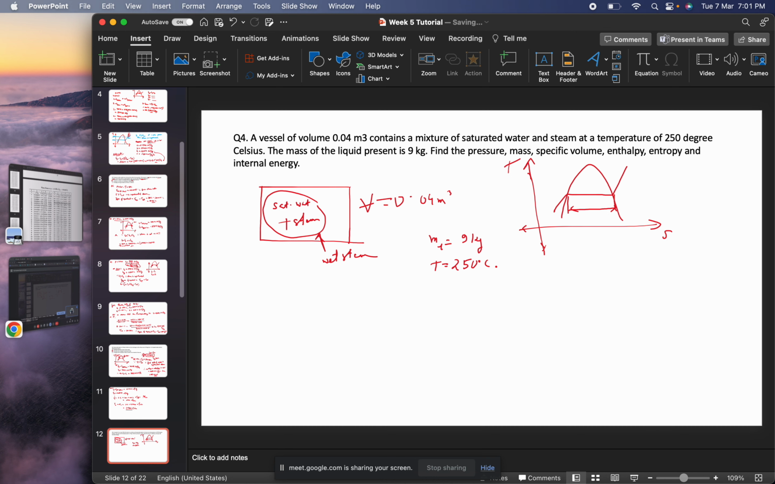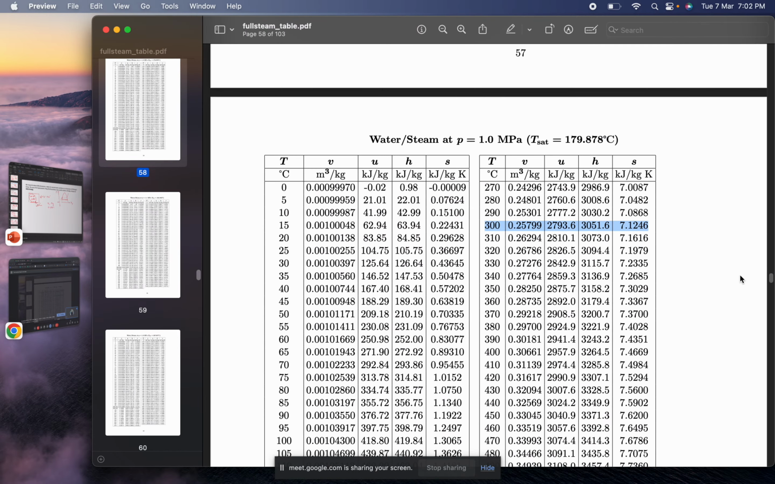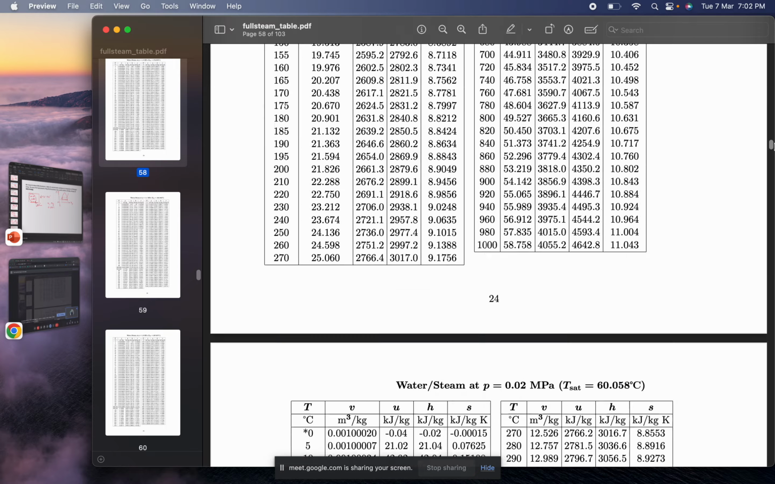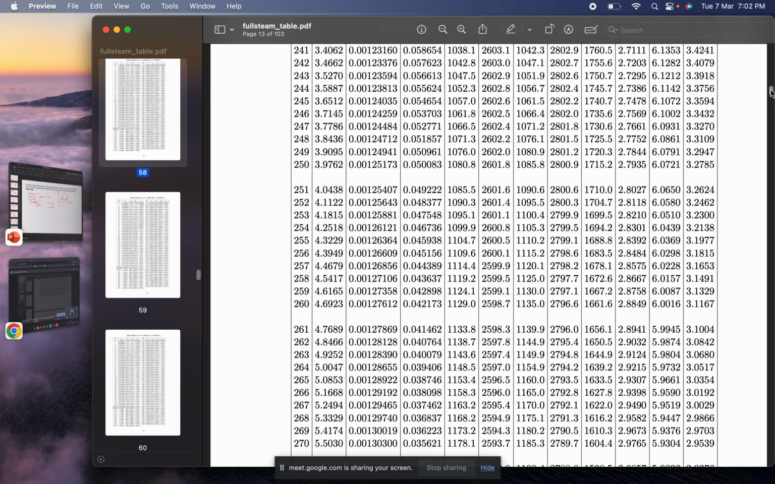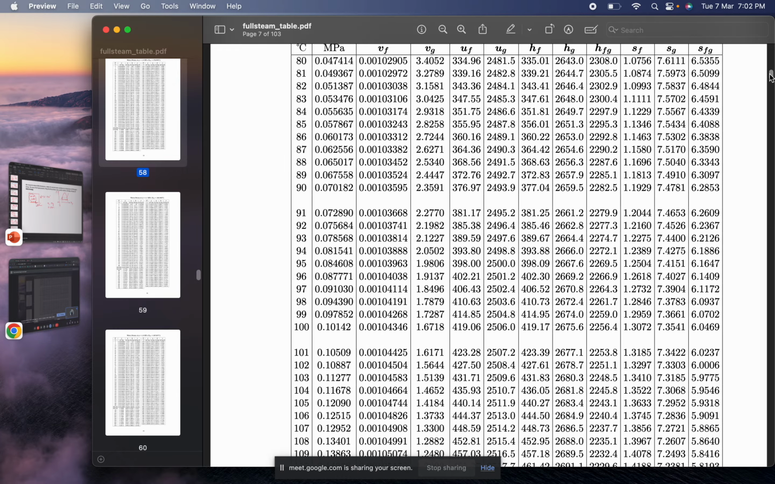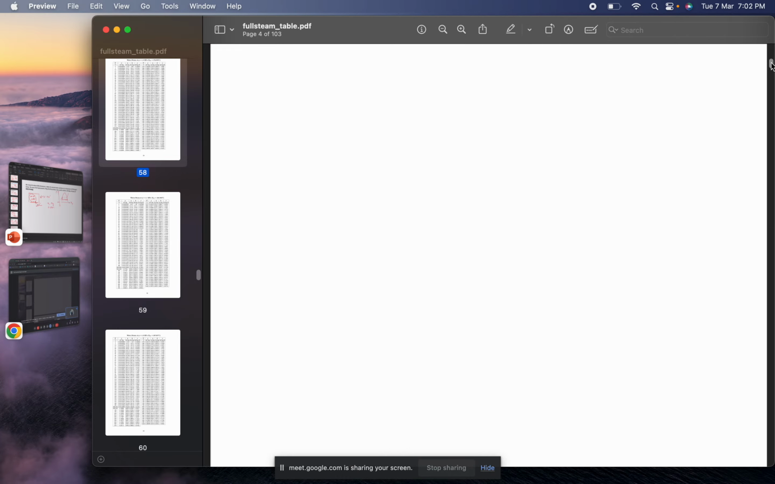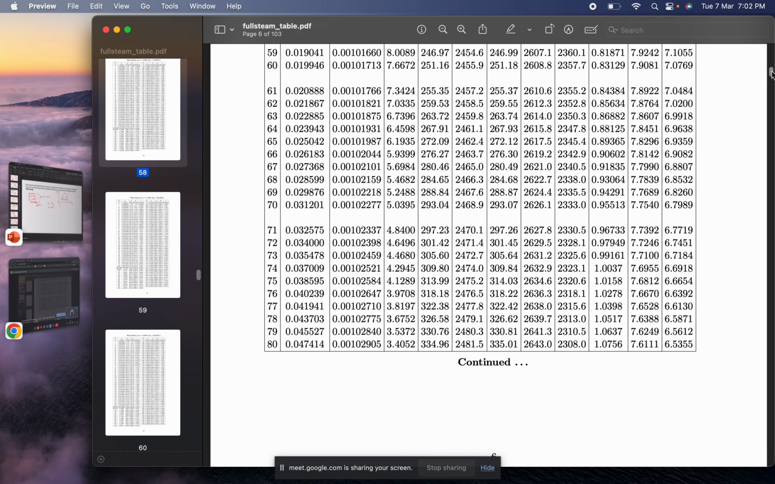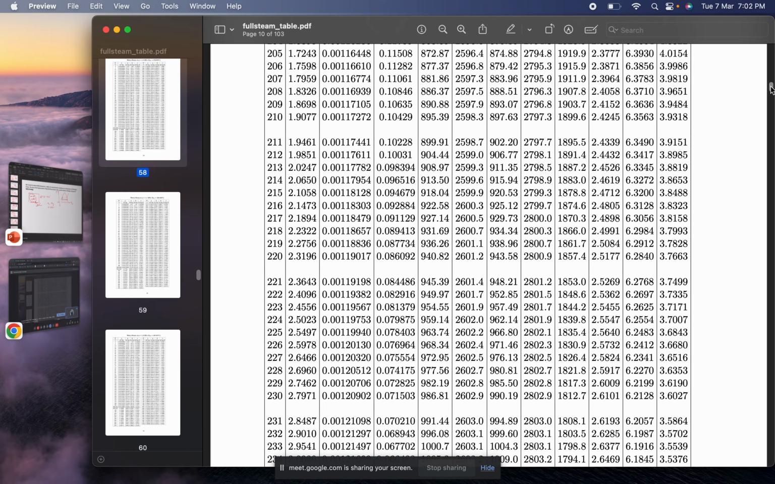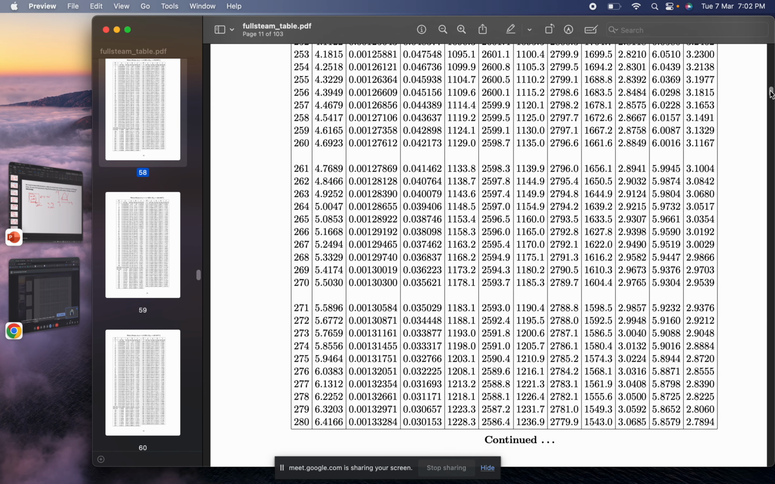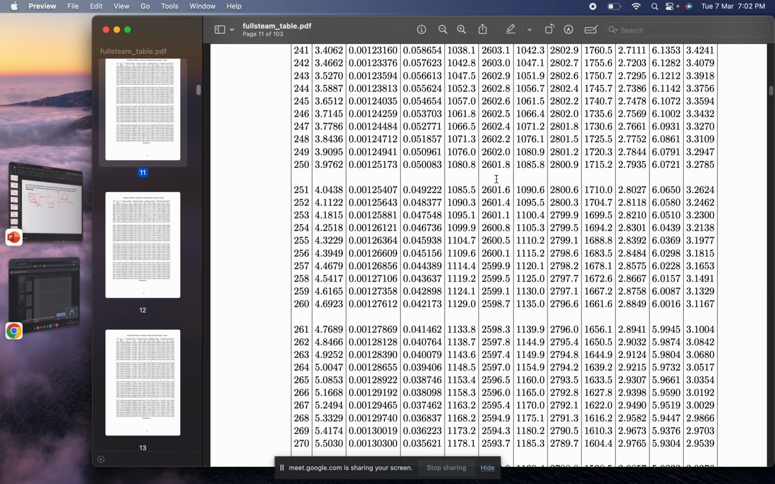Okay, so since temperature is given to us, we will go to the temperature table, saturated line for the temperature table, and find out 250 degrees Celsius, and corresponding to that it will be my pressure line. Yes, so this is my 250 degrees Celsius. Okay, so at this 250, this is my P saturation.